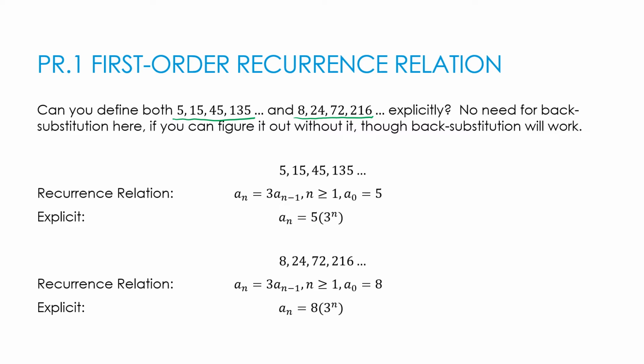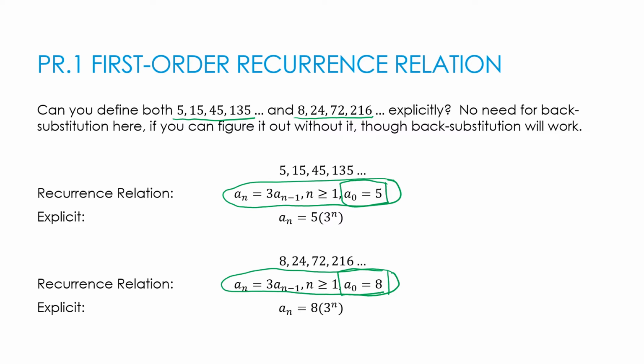So again, to write the recurrence relation, that is my recurrence relation. We had already come up with that previously on the last slide. And if you'll notice, this is the exact same recurrence relation. So what's the only difference? This one has a starting point of 5, this one has a starting point of 8. So when it comes to actually defining the recurrence relation, pretty straightforward. The same recurrence relation, different starting point, we're multiplying by 3.